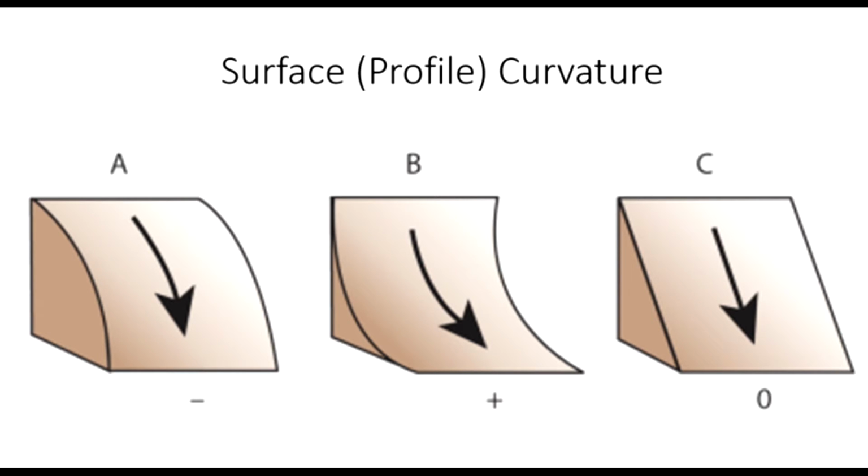What this does is depict change in slope in the direction of the maximum slope. What I mean by that is the maximum slope is going this way in all three examples, and we're looking at the curvature profile in that same direction as well. So this is going to be more relevant to acceleration and deceleration of flow, which of course relates very much to the previous example I used of erosion and deposition.